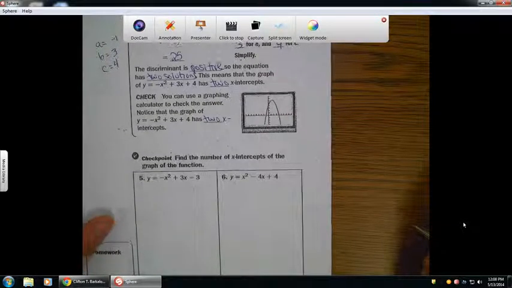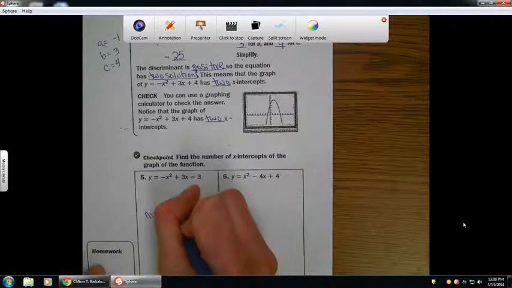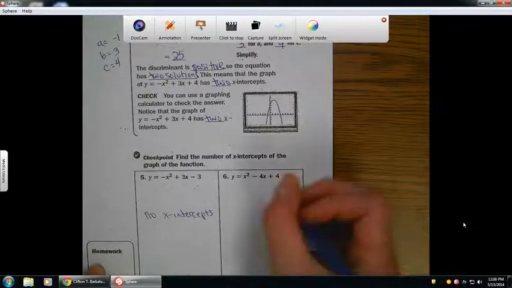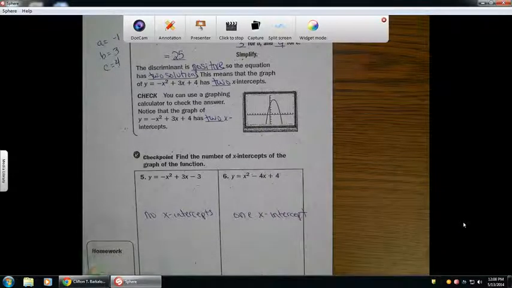All right, welcome back. For number 5, you should have gotten no x-intercepts because the discriminant was negative. And number 6, you should have gotten 1 x-intercept because the discriminant was equal to 0. And again, you should have paused it. You should have graphed it on your calculator to check. And that concludes our lesson.